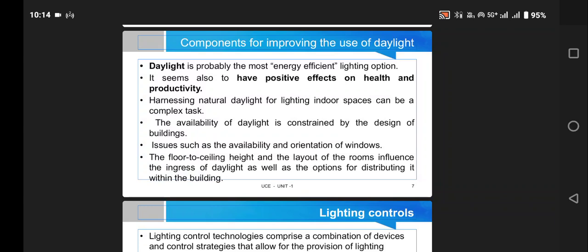Harnessing natural daylight for lighting indoor spaces can be a complex task. The availability of daylight is constrained by the design of buildings. Issues such as the availability and orientation of windows, the floor to ceiling height, and the layout of the rooms influence the increase of daylight as well as the options of distributing it within the building.